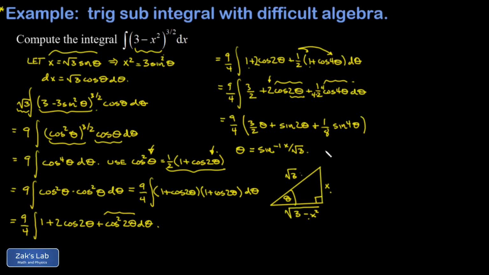Okay, so that's ready, but the problem here is we can't directly sub in inverse sine of x over root 3 for theta because I have twice theta in this expression and 4 times theta in the last expression. Those have to be broken down in terms of trig functions of theta itself. And this is going to require two more trig identities. The sine of twice an angle, that's 2 sine theta cosine theta. So we can break that one down.